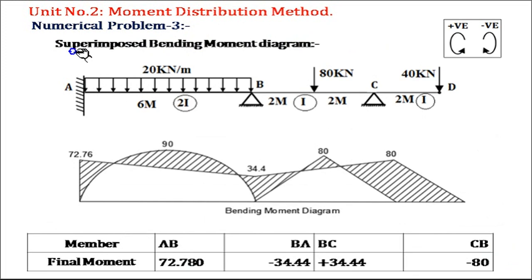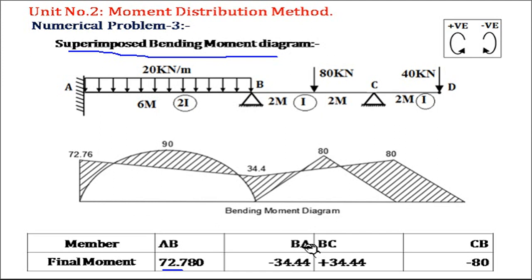Now we'll draw the superimposed bending moment diagram. The superimposed bending moment diagram is nothing but the combination of the fixed and free bending moment diagrams. Already we have found the final moments in the members of the continuous beam ABCD. Now the moment in member AB is 72.780. First you have to draw this horizontal line. At joint A you have to show the value 72.780. This diagram is not to scale.